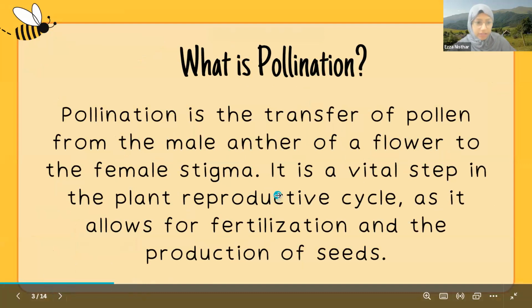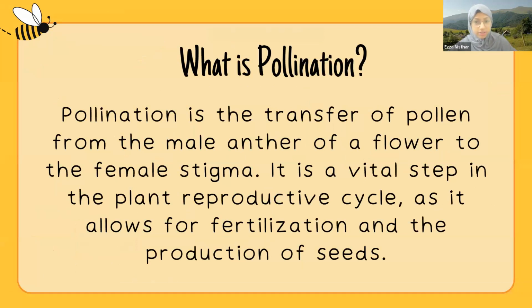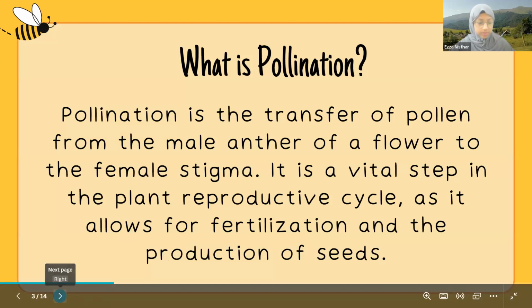What is pollination? Pollination is the transfer of pollen from the male anther of a flower to the female stigma. It is a vital step in the plant reproductive cycle as it allows for fertilization and the production of seeds.